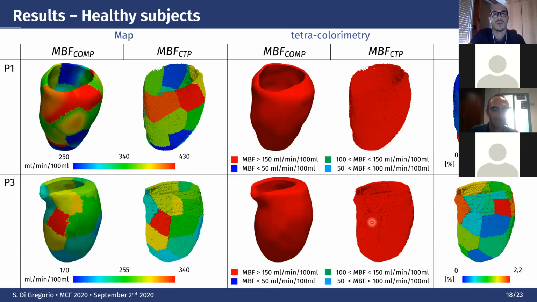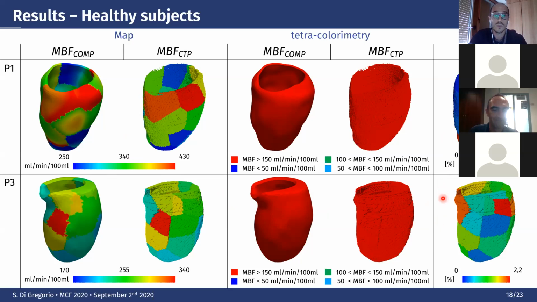In the third and the fourth columns, we have the tetracalorimetry visualization for both MBF comp and MBF CTP. In the last column, we have the relative error for our simulation. From a modeling point of view, we can see that the comparison between our models and the clinical data is very good. We found an excellent agreement between the solutions, and it is also proved by the relative error of our model, which is below 6% and 2.2%. So the model has a great accuracy.